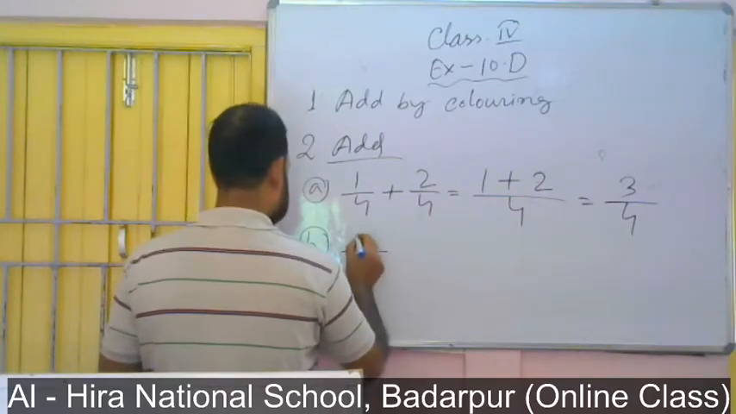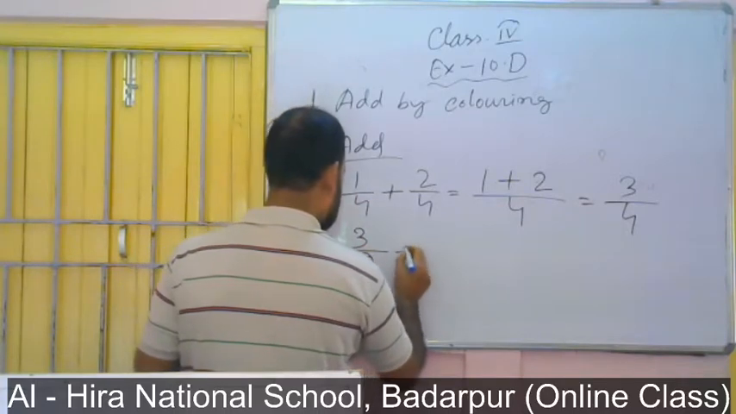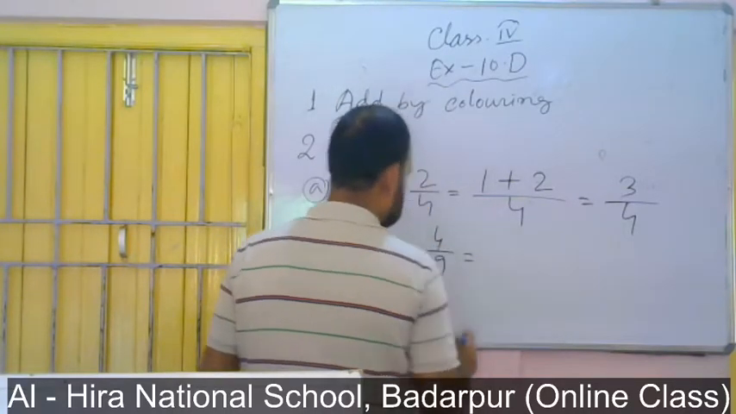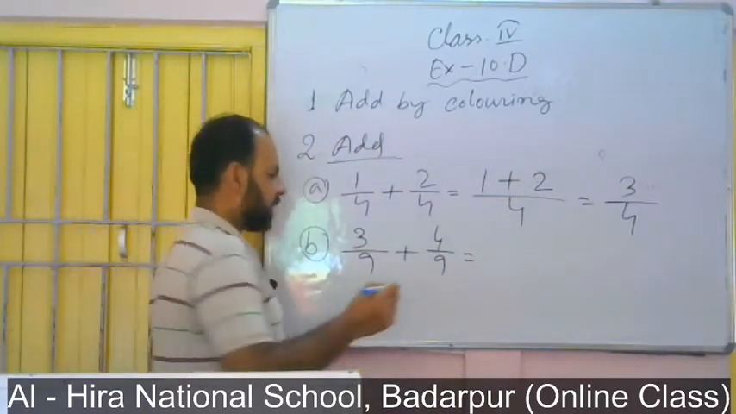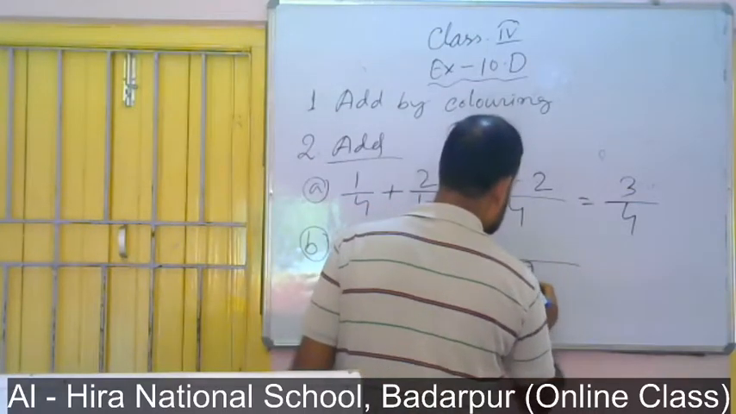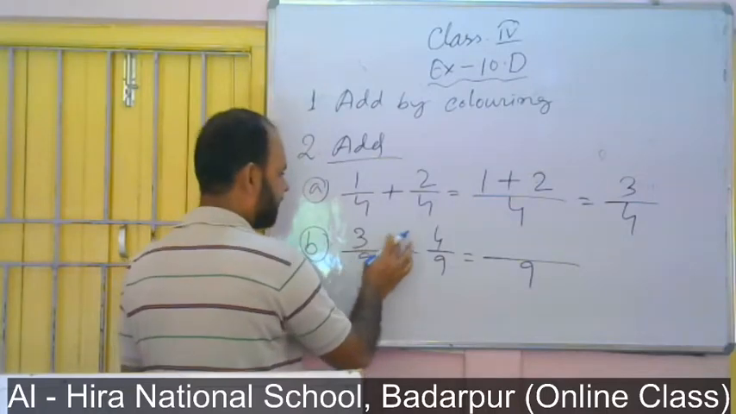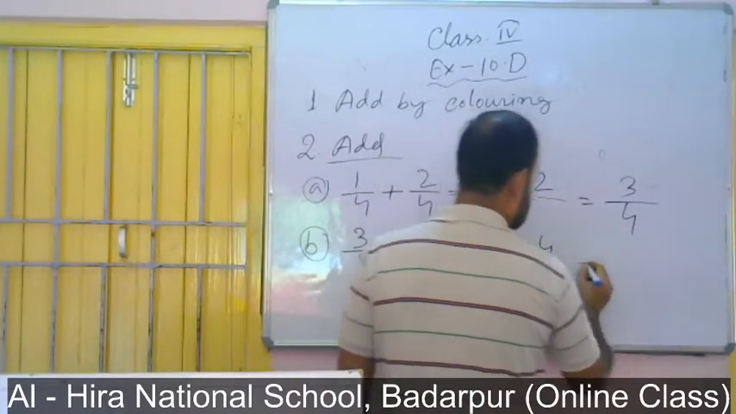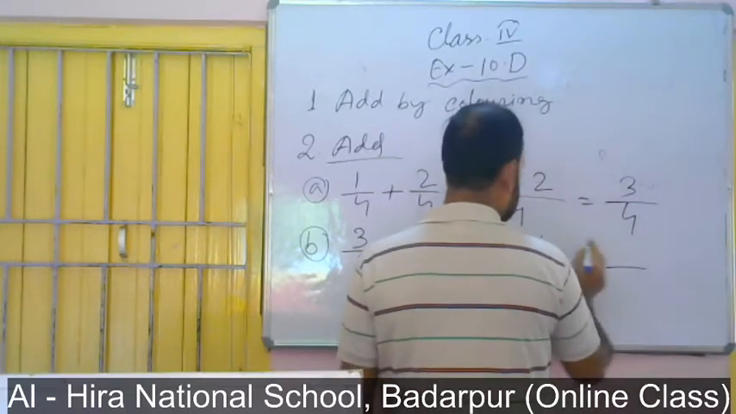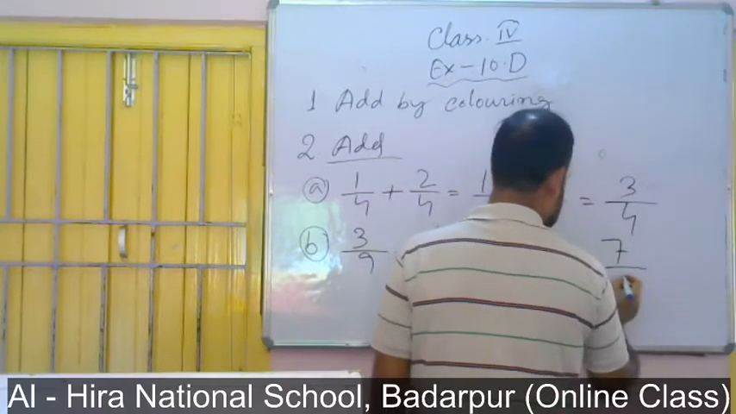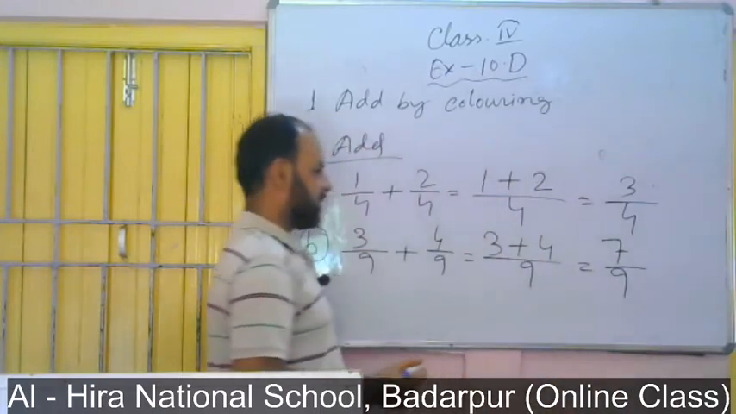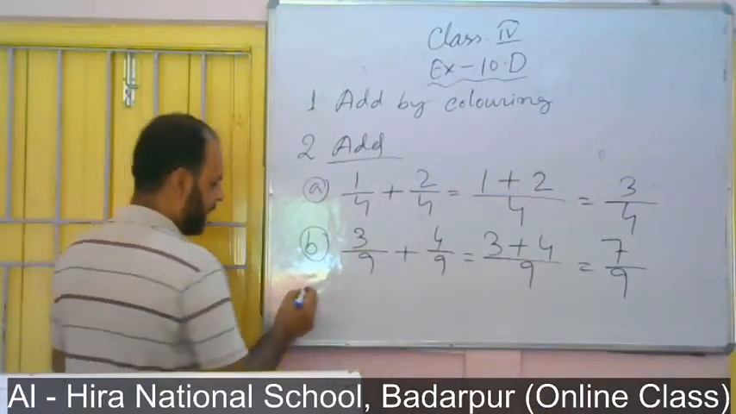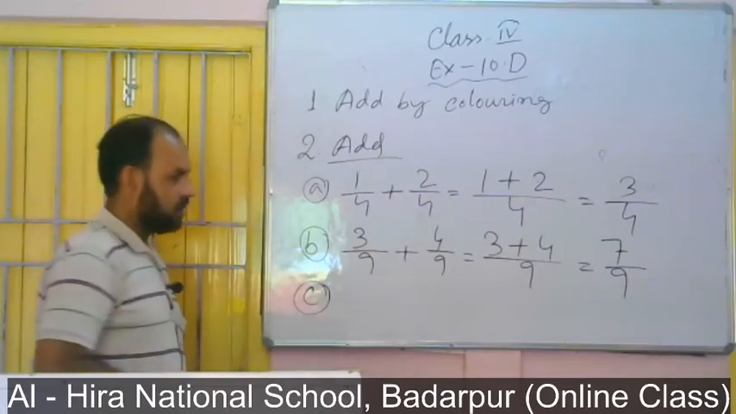Next, B: 3 by 9 plus 4 by 9. Same as before, first we take one common denominator, only 9, and then 3 plus 4. 3 plus 4 is equal to 7 by 9. The answer is 7 by 9.